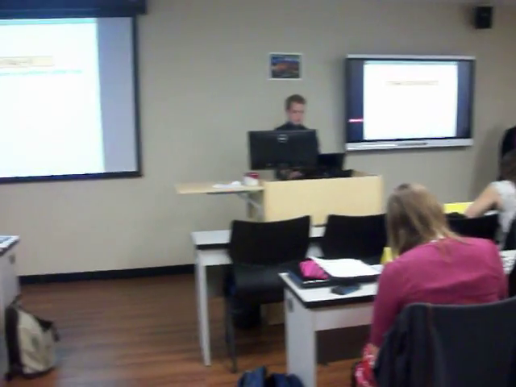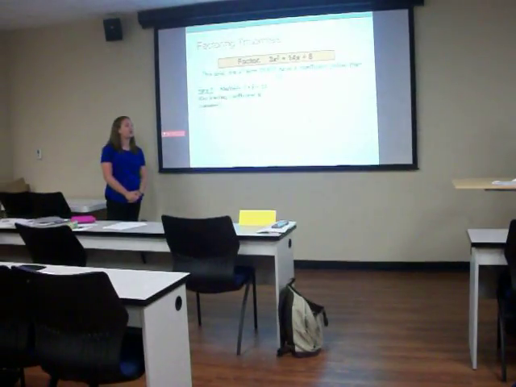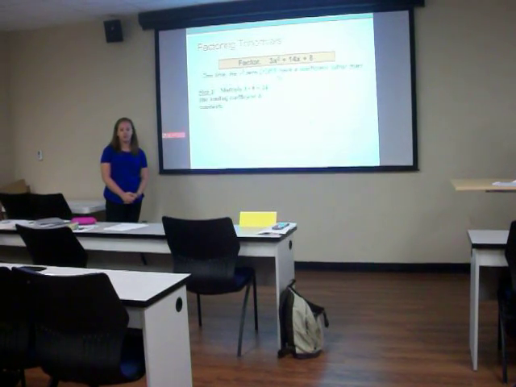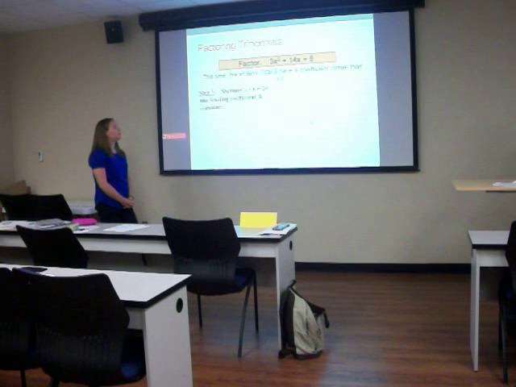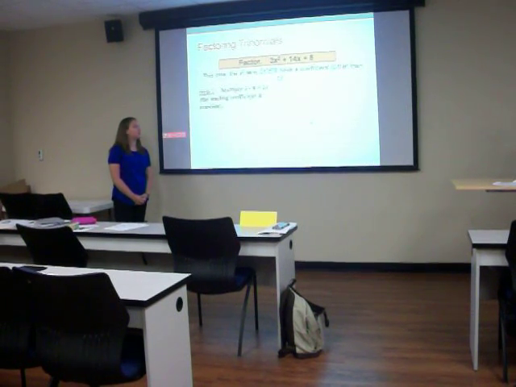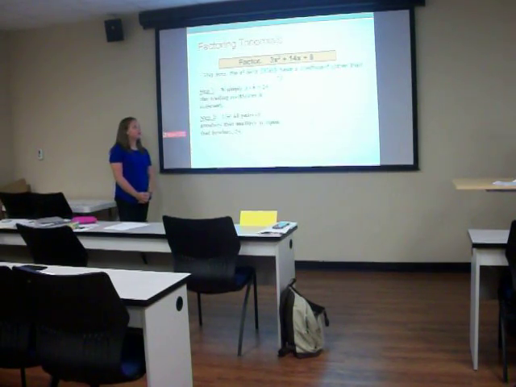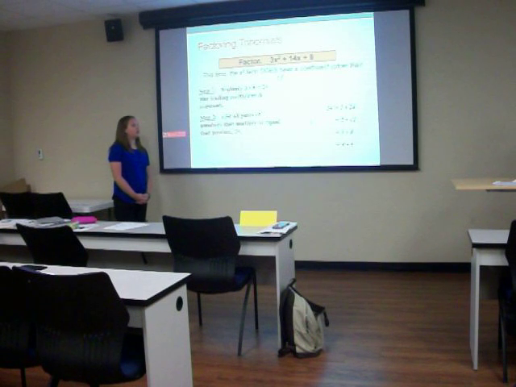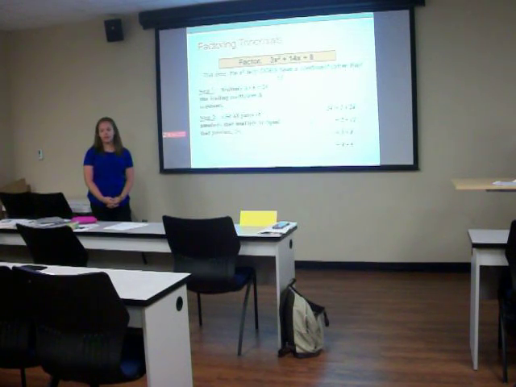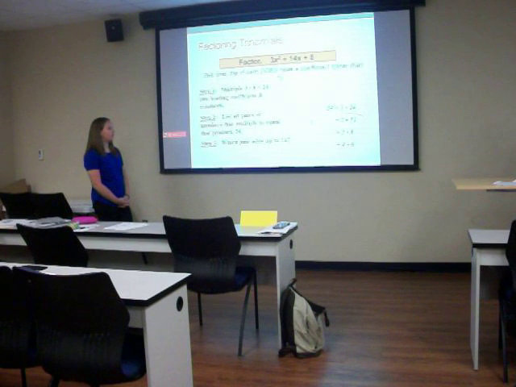Alright, so now we're going to the more difficult problem where the x squared term does have a coefficient other than 1. So this step 1 is a little different. For step 1, we'll multiply the 3 and the 8, which is the leading coefficient and the constant. So 3 times 8 is 24, and then we'll list all the pairs of numbers that multiply to equal 24, which are 1 and 24, 2 and 12, 3 and 8, 4 and 6. You guys should already know this stuff. And then which pair adds up to 14? 2 and 12.